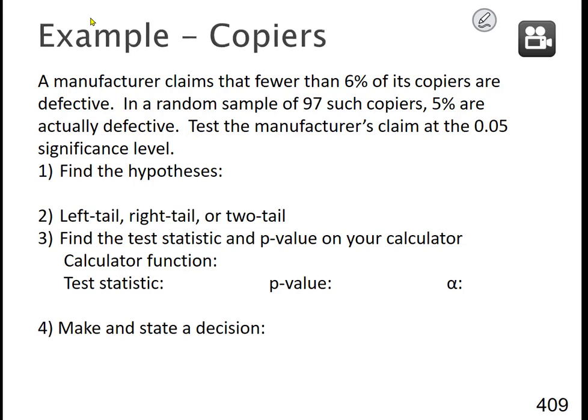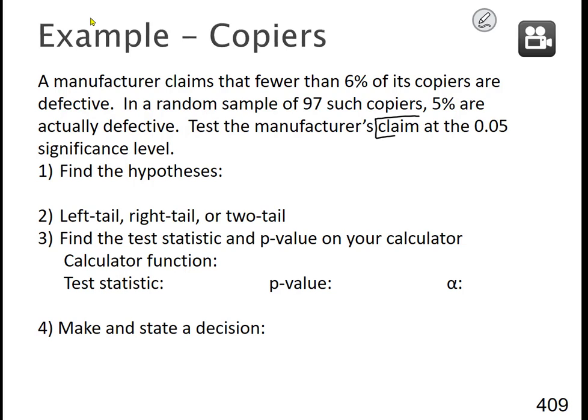A manufacturer claims that fewer than 6% of its copiers are defective. In a random sample of 97 such copiers, 5% are actually defective. Test the manufacturer's claim at the 0.05 significance level.